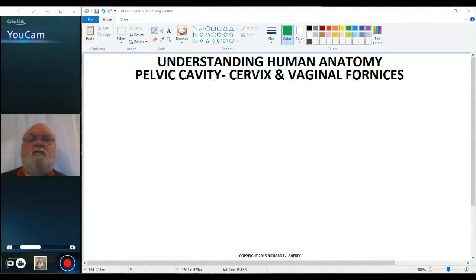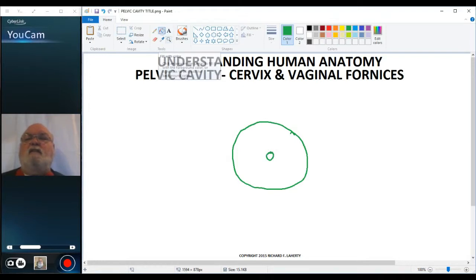So what I want to do is start by drawing in the cervix. Draw it in like so, and the cervical canal will be here, and we'll fill it in to make it easier to see. So this is the cervix.